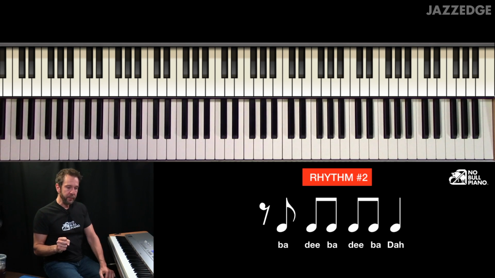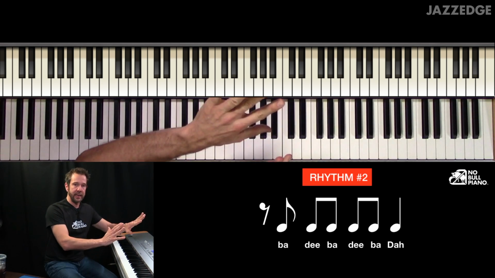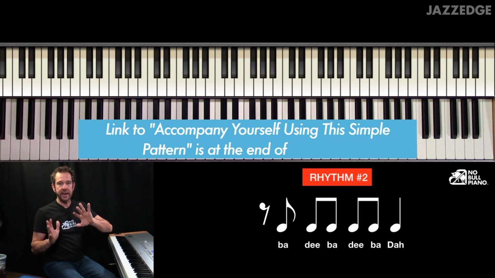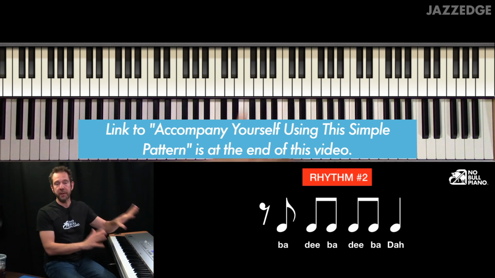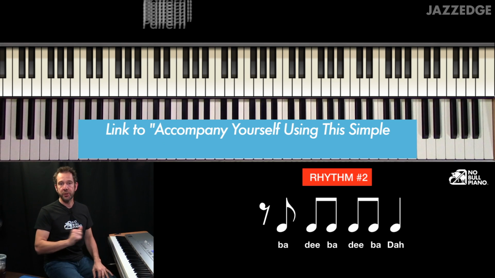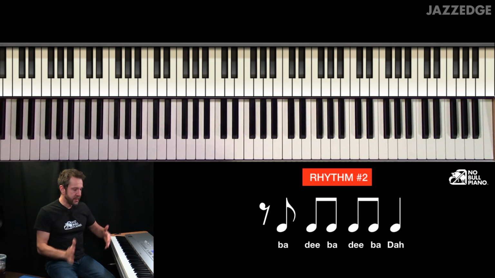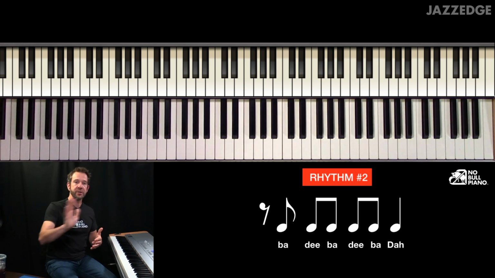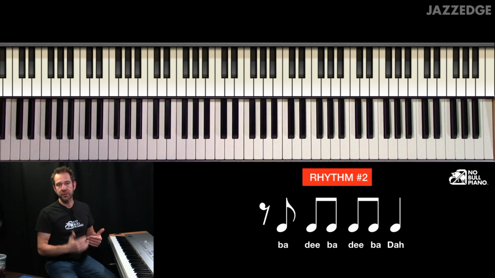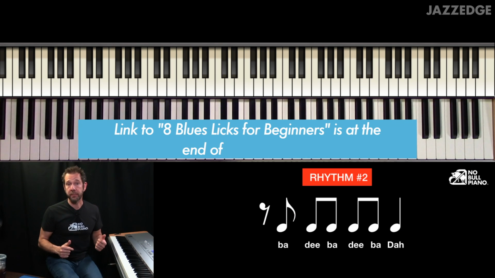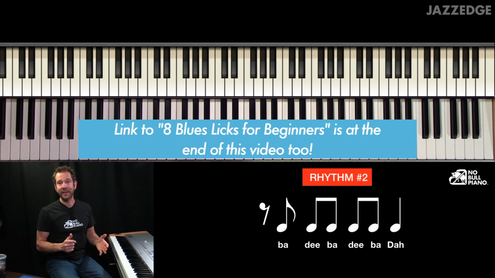Now, in the other lesson, I was talking about a simple accompaniment pattern for beginners, okay? So a simple accompaniment pattern that you can use to accompany yourself. This lesson is talking about rhythm. The next stage of the game is then adding notes to those rhythms, and that's what I'm going to talk about in my 8 blues licks for beginners.